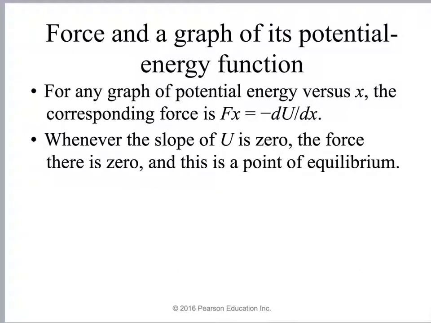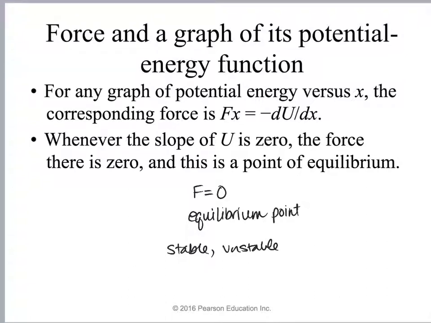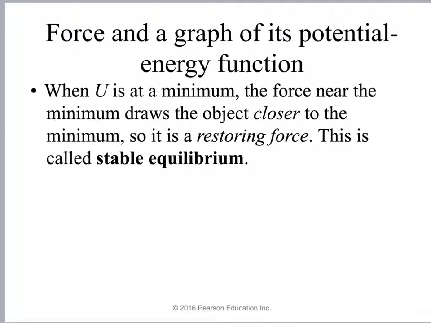The place where the force is equal to 0 is called the equilibrium, the equilibrium point. And we have different types of equilibrium points. We have stable, we have unstable, and we have neutral. And let's talk about how we determine what kind of equilibrium we have. So when the potential energy function has a minimum where it has an equilibrium, then that's called a stable equilibrium.